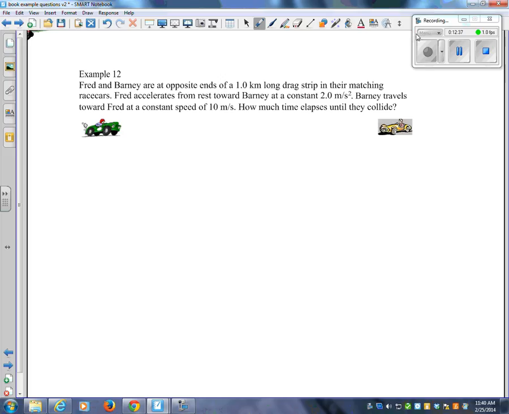All right, pay attention, gentlemen. This distance here is 1 kilometer, 1,000 meters. They crash at some point. They collide, right? When they collide, what is the same?